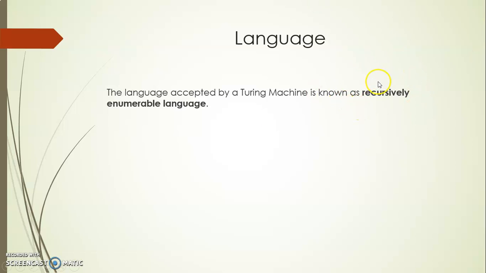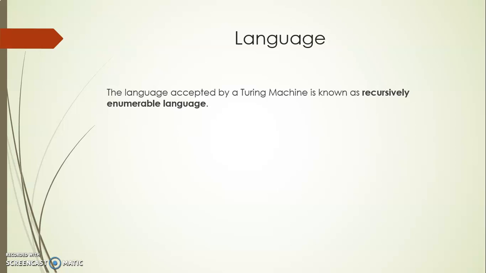Why? The name is different, right? We called the language accepted by finite automaton a regular language. Why? Because the grammar used for representing that is regular grammar. So we named that language regular language. Similarly, for PDA, the grammar used for recognizing the languages of PDA is context-free grammar. So we call that language context-free language.